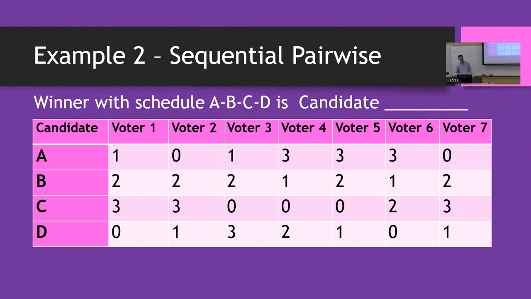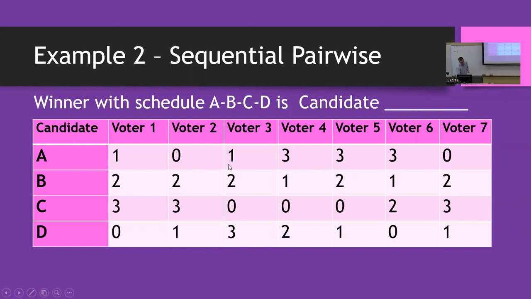All right. So voter 1, who do they prefer between A and B? Well, pretty obvious, they prefer B, right? They gave them the higher number. Voter 1 gave B the higher number. Voter 2 also gave B the higher number. Now, does it make any difference whether it's 2 higher versus 1 higher? No, not sequential pairwise.